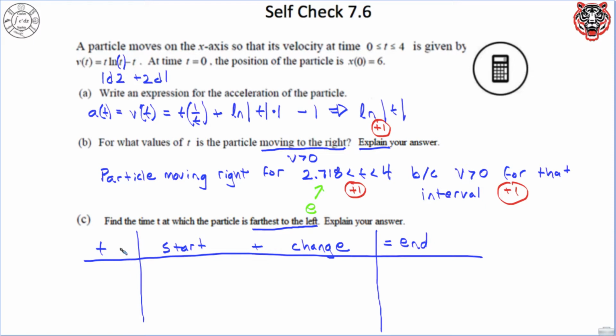What are our values for t that we should plug in, girls? 0, 2.718, and 4. Oh, man. You're on it today. Good job, yeah. What's our start value? 6. Yeah, and it came from right there. Perfect.